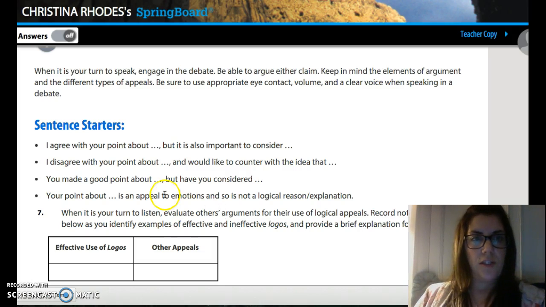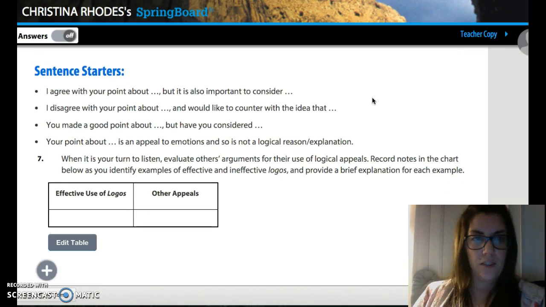Alright, during the debate, when it is your turn to speak, engage in the debate. Be able to argue either claim. Keep in mind the elements of argument and the different types of appeals. Be sure to use appropriate eye contact, volume, and a clear voice when speaking in a debate. When you are being scored, I mark you down for how many times you have spoken, and whether you're using eye contact, volume, and speaking nice and clear during the debate.